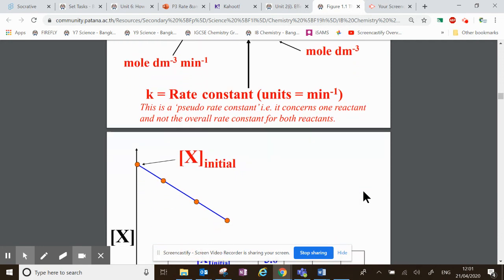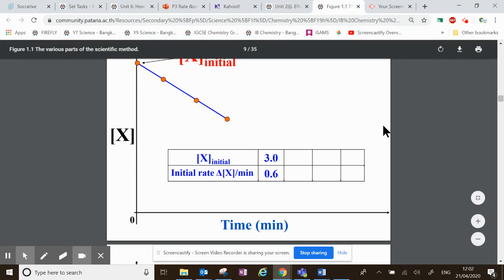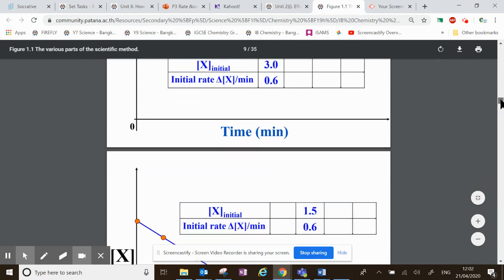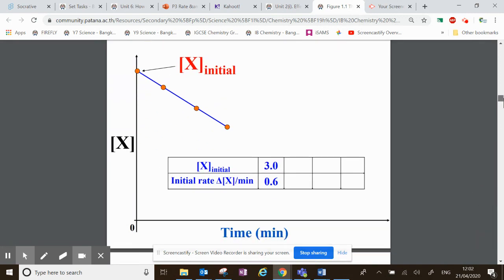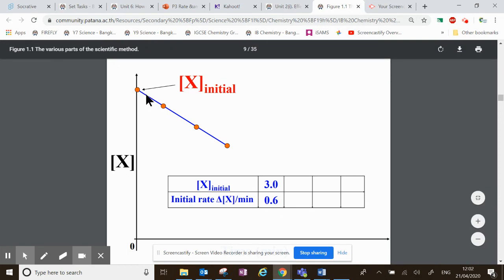Now I'm going to scroll down a little bit, because remember we've got a second reactant here. We also had reactant X. So similar things can be done. This looks like the initial rates method. So an experiment was set up with an initial concentration of X, sorry to be flicking around there, of 3 molar, and the gradient of the line was worked out to be 0.6 at the start.